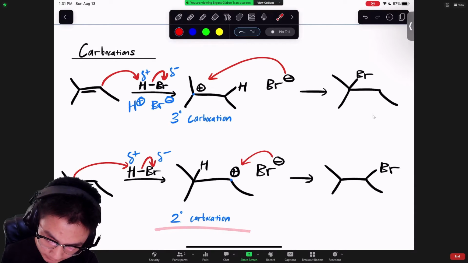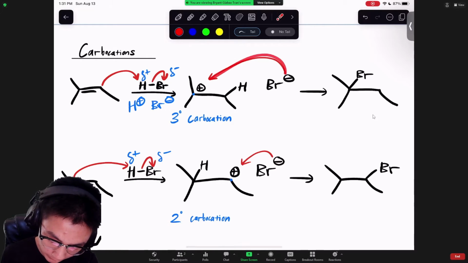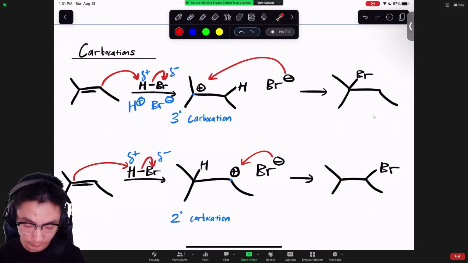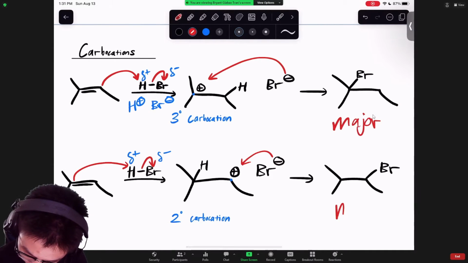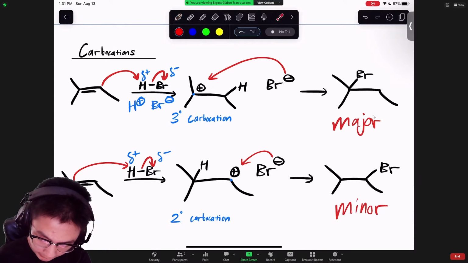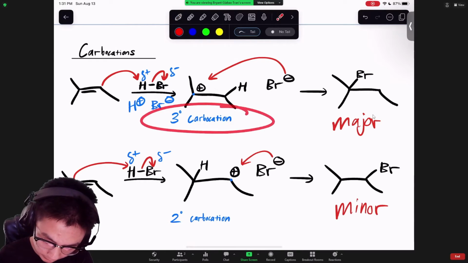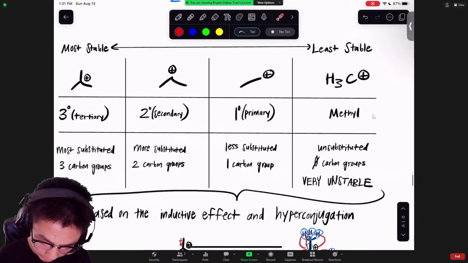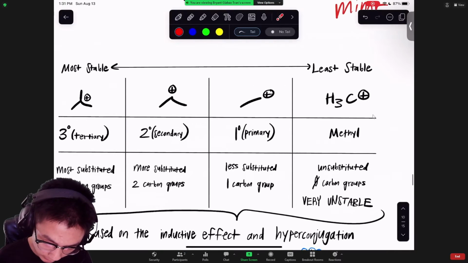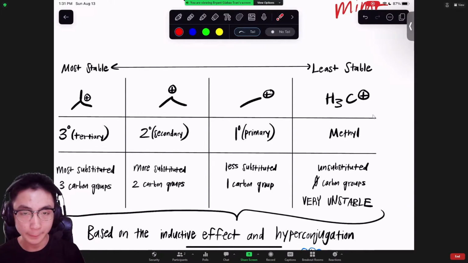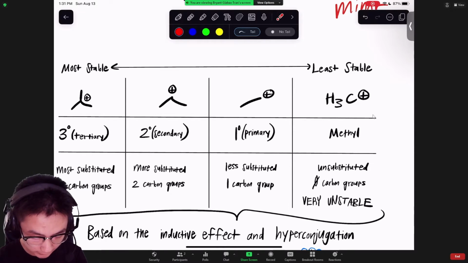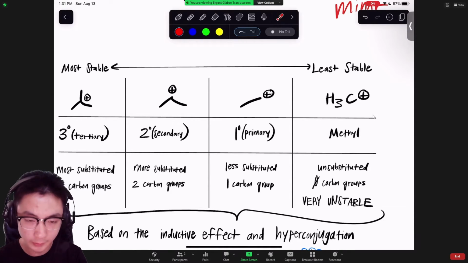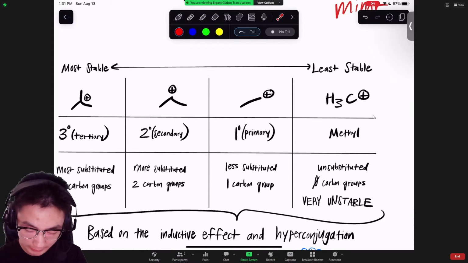And then the next steps would be that the bromine minus that got kicked off would be the nucleophile and attack the carbocation, giving us two different products. So the major product would actually be the top product, and the minor product would be the bottom product. And this is because it comes from a more stable intermediate here. And here is the general trend of carbocation stability. In future videos, I'm going to go over a more in-depth chart of this with allylic carbocations and benzylic carbocations. But for now, let's keep it simple.